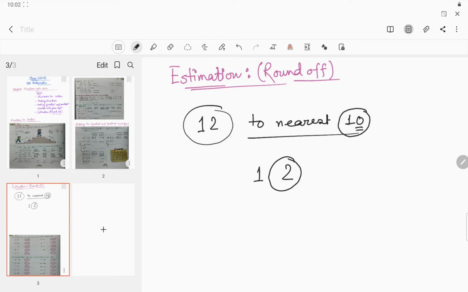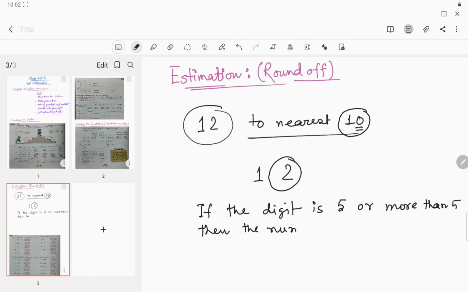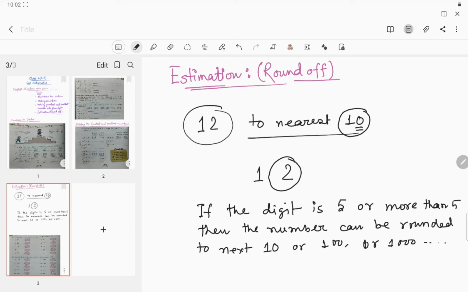Now remember, if the digit is 5 or more than 5, then the number can be rounded to the next 10 or 100 or 1000 and so on.